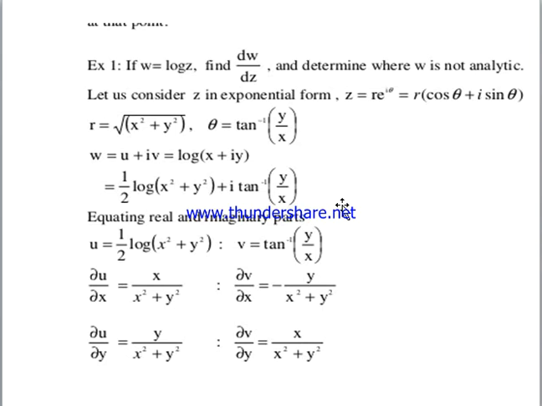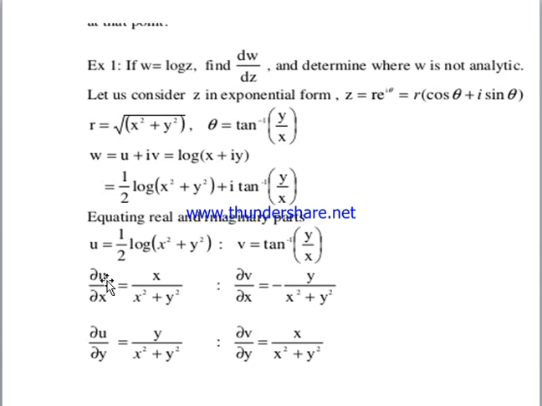If you have to solve with r and theta, then you can use polar form CR equations. Otherwise you can go through with Cartesian form CR equations. Here we are changing into Cartesian form x and y. So we can check the CR equations in the Cartesian form. That is, here real part u is 1 by 2 log of x square plus y square, and the imaginary part v is equal to tan inverse of y by x.